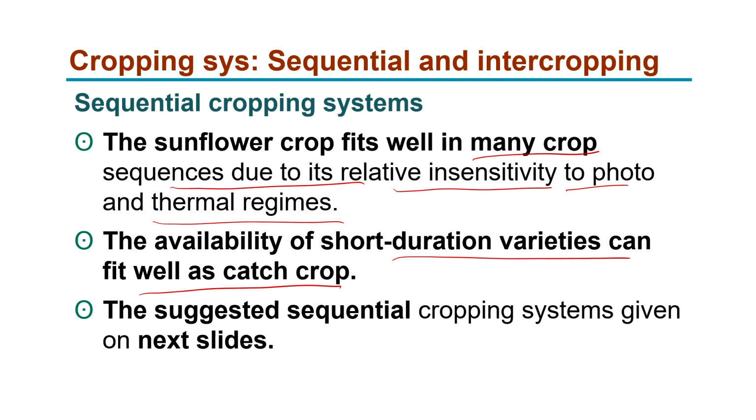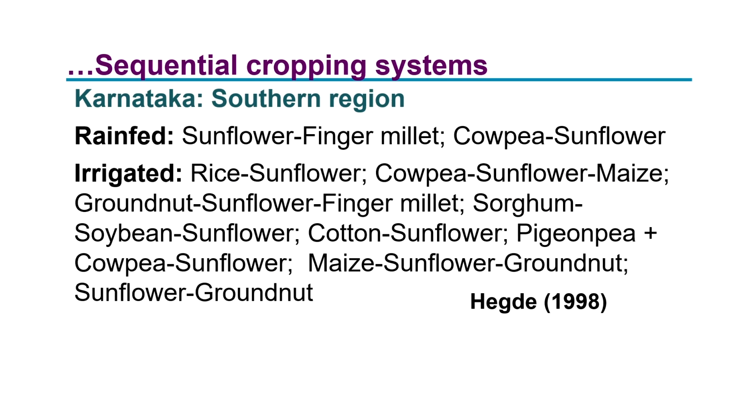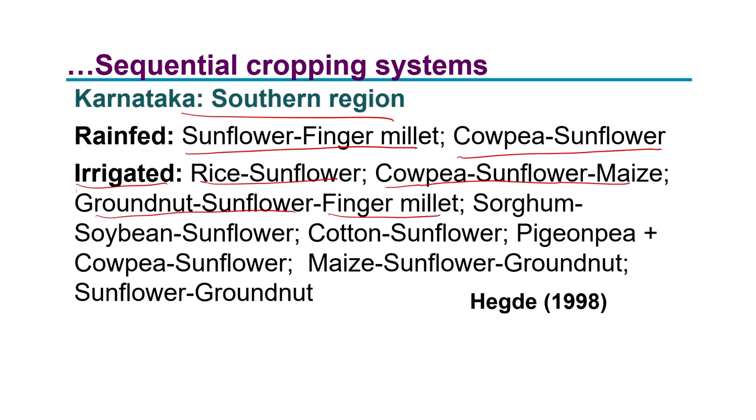The suggested sequential cropping systems are given in the next slides, and we can check some of them. For example, for Karnataka, in southern region or southern Karnataka, you can see what kind of sequential cropping systems or rotations are available. For example, under rain-fed condition of southern region, sunflower finger millet, cowpea sunflower, these are the options for rain-fed areas. And then for irrigated condition of southern Karnataka, rice sunflower, cowpea sunflower and maize, and groundnut sunflower and finger millet. These are 1 year rotations, you can check them.